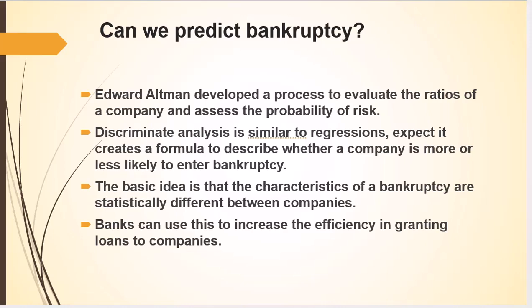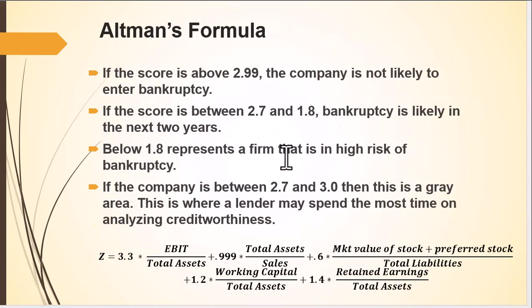So here's how the formula works. Down below, here is the formula. It's referred to as a Z-score. You take 3.3 and multiply it by EBIT divided by total assets. That's our basic earning power ratio. 0.99 times sales divided by total assets, total asset turnover ratio. 0.6 times the market value of stock plus the preferred stock divided by total liabilities. This is just a variation of a financial leverage multiplier.